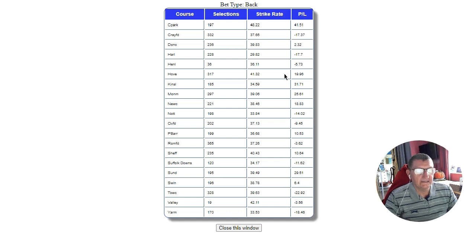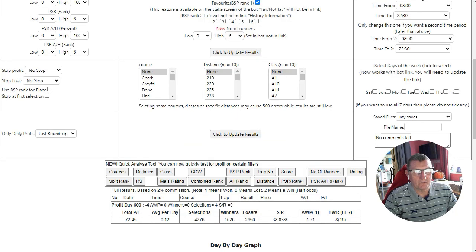And I actually didn't use many in the end. I used C-Park, and what I think I was looking for mainly was strike rate, and I'm not sure why I didn't select Hove, to be honest with you. So that's something else you might want to have a look at. But I actually used C-Park, Kingsley, Monmouth, Newcastle and Sunderland. So, again, if you've got the software, you might want to have a look at that.